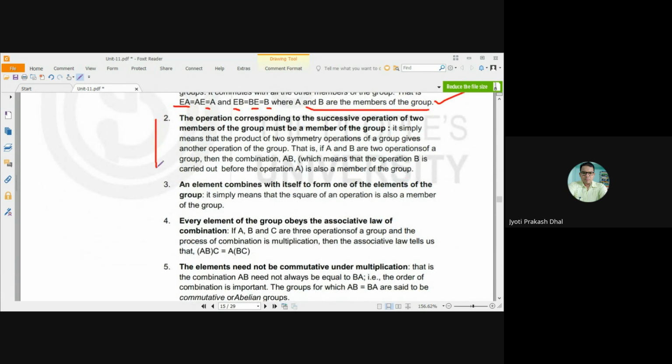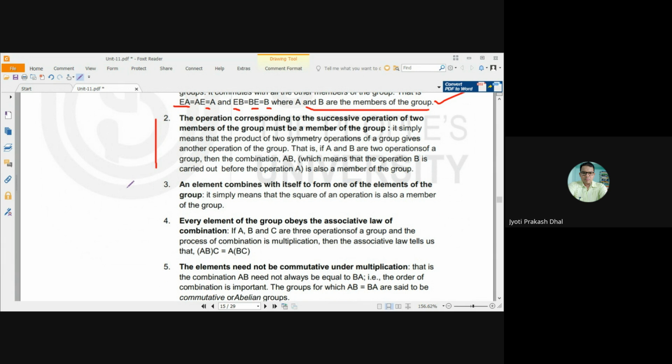Now coming to the next one: the operation corresponding to the successive operation of two members of the group must be a member of the group. It simply means that the product of two symmetry operations of the group gives another operation of the group. That is, if A and B are two operations of the group, then the combination AB is also a member of the group.